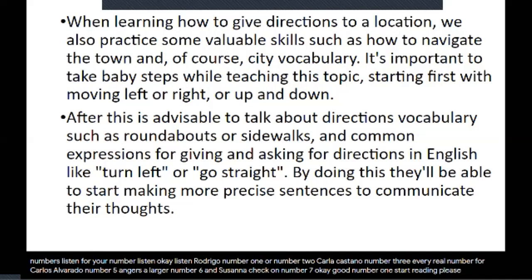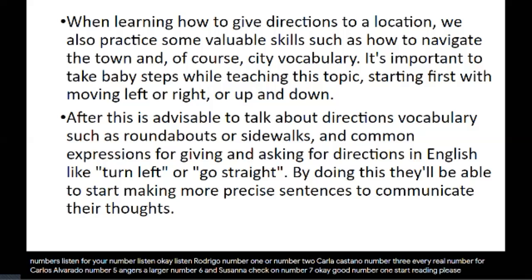When learning how to give directions to a location, we also practice some skills, such as how to navigate the town and, of course, the city vocabulary. It's important to take baby steps with teaching this topic, starting first with moving left or right, or up and down.